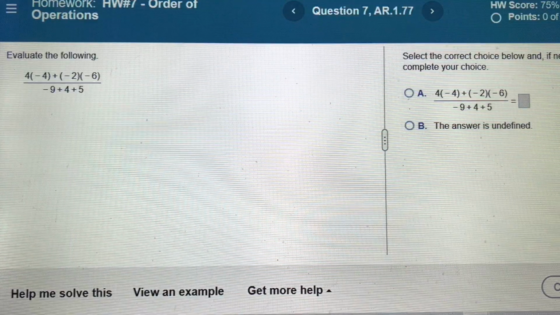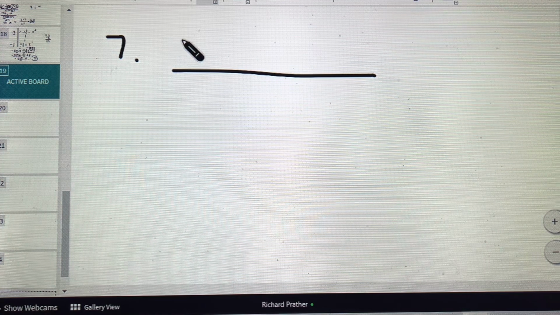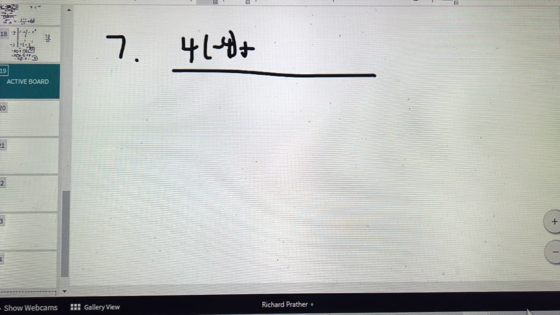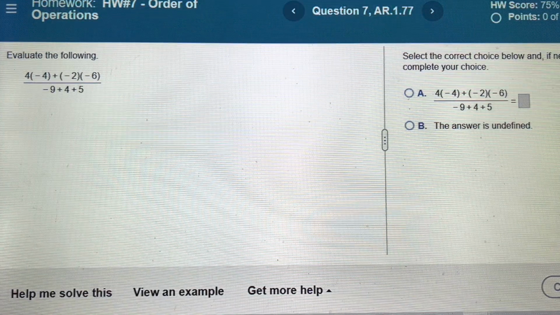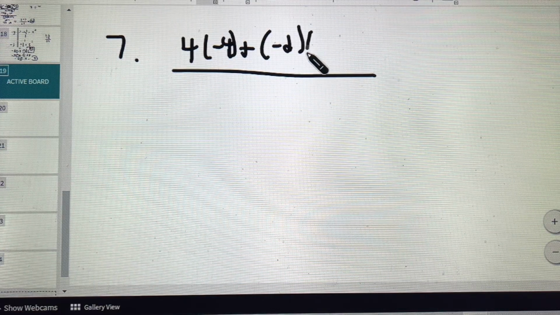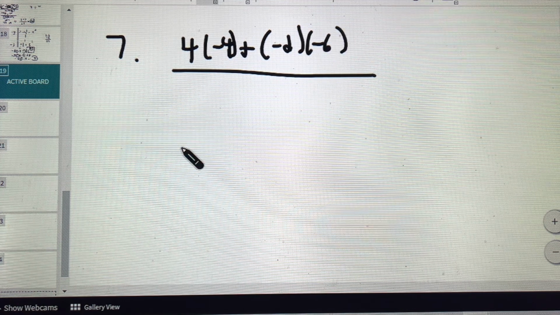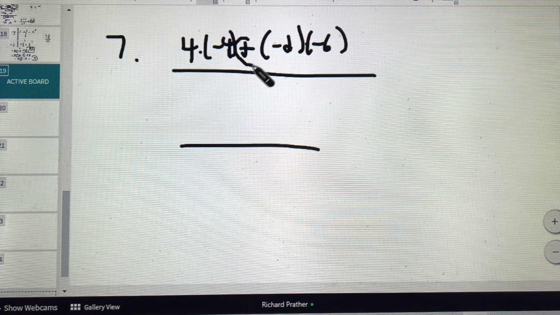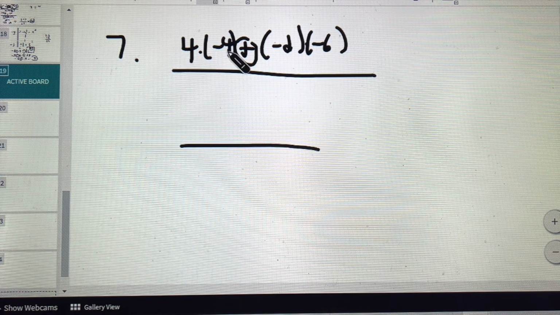So the top of my fraction is 4 times -4 plus -2 times -6. I'm not even going to look at the bottom yet. I'm just going to do this. So I got 2 multiplyings and an adding. If there's 2 multiplyings, you can do them at the same time if you want. It's the same level. 4 times -4 is -16.